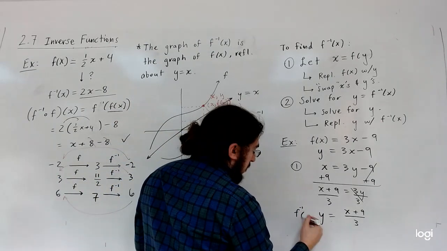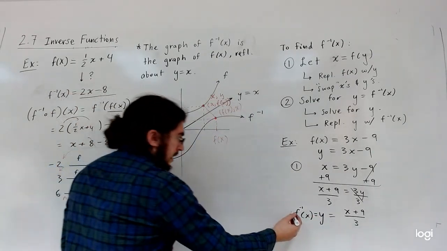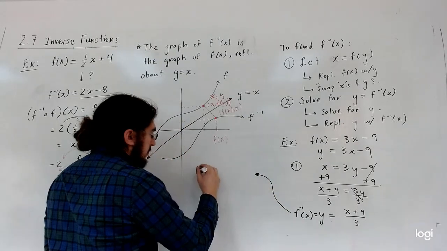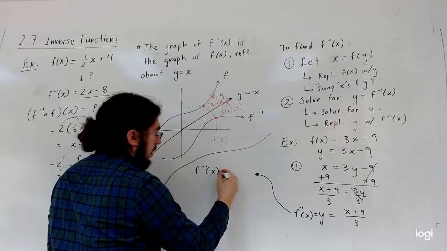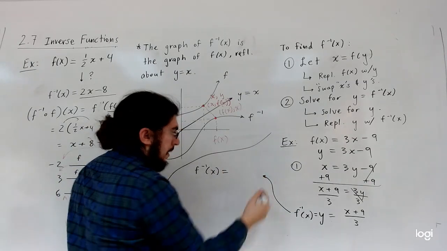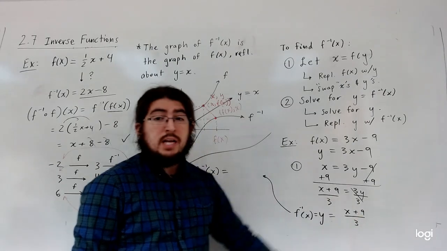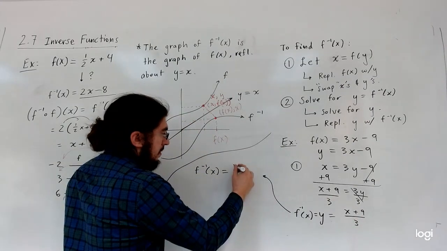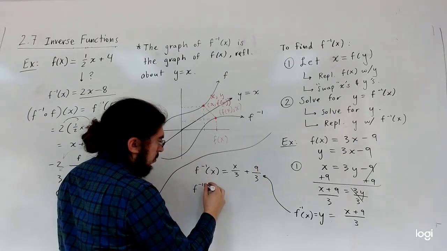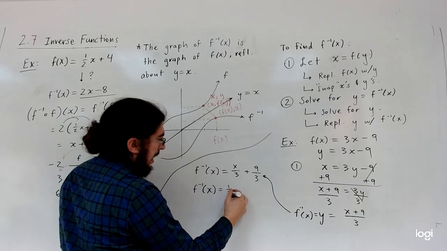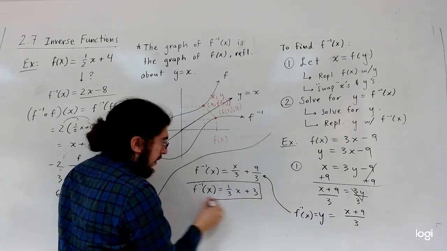And you know what I'm going to do? I'm going to take advantage of this space I have over here, and I'm going to rewrite this a little differently. In this case, what can we do? This is all separate. We can actually split this up. It doesn't always happen, but in this case it does. If you split this up as x over 3 plus 9 over 3, x over 3 is 1/3 x, and 9 over 3 is just 3. There we go. So that's our inverse function.